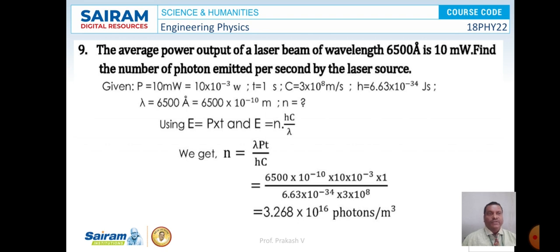So substitute the values of lambda, P, t and hc, that is 6500 into 10 to the power minus 10 into 10 into 10 to the power minus 3 into 1 by 6.63 into 10 to the power minus 34 into 3 into 10 to the power 8. So on simplification, the value of N will be 3.268 into 10 to the power 16 photons per meter cube. So 3.268 into 10 to the power 16 photons emitted per second per meter cube of the material. So this is the solution for the given problem.